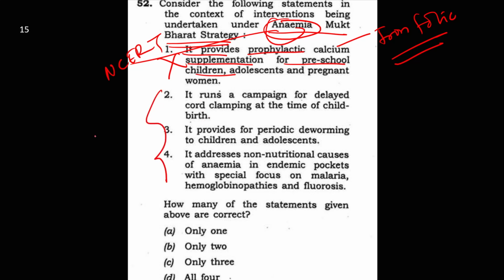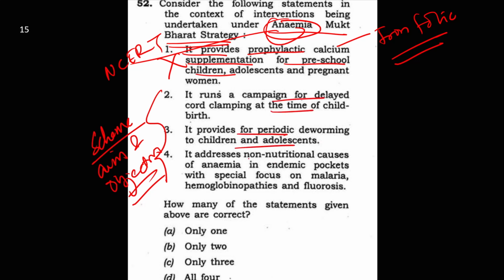If you read all the other options, as I have told you, generally, whenever it is a scheme based question, aims and objectives are generally correct. You just have to see that there should not be any extreme statement. There is no extreme statement here, there is no extreme statement here, there is no extreme statement here. So all these three are correct. Only statement 1 is incorrect. So we get the answer: only three.